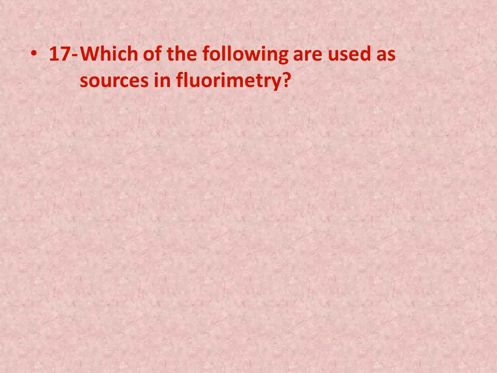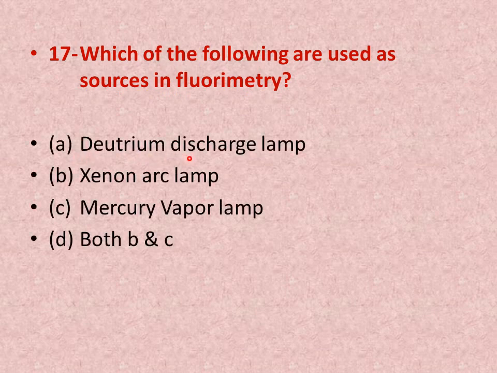Question number 17. Which of the following are used as sources in fluorimetry? Let's see the options. A is deuterium discharge lamp. B is xenon arc lamp. C is the mercury vapor lamp, while D is both B and C. So let's see what is the right answer. So right answer is the option D, that is both B and C, means both xenon arc lamp and mercury vapor lamp are used as sources in fluorimetry.